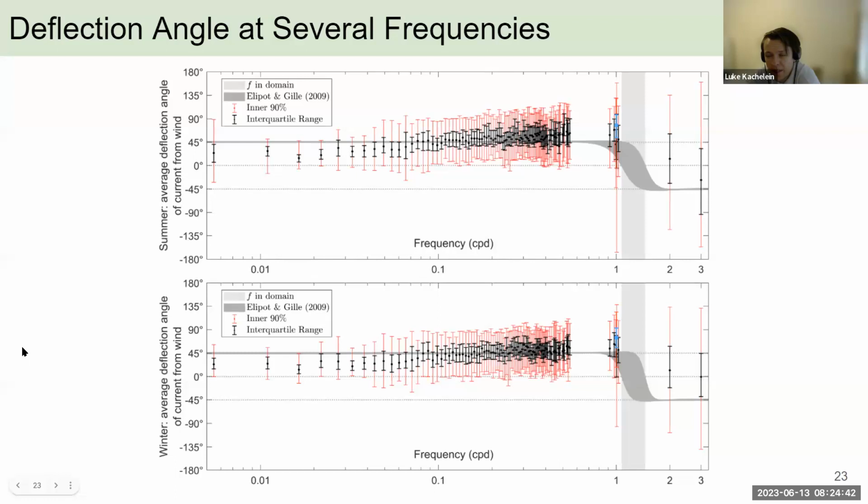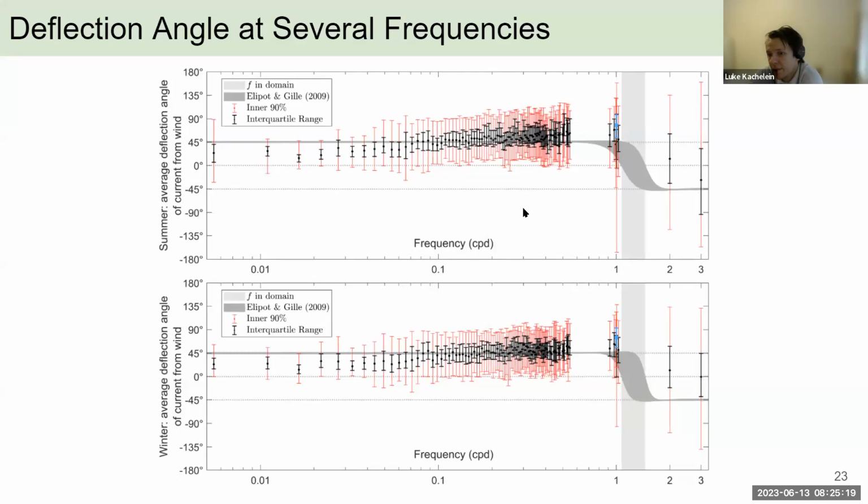Now, if we want to look at this deflection angle averaged over the whole domain at different frequencies than just the diurnal, say lower frequencies that more closely approximate the steady state that Ekman theory describes, then we get this. Again, summer on the top, winter on the bottom. This is, as a function of frequency, the average deflection angle of current from the wind across the domain that I've been showing this whole time. Red is the inner 90% of that range, and black is the interquartile range, the inner 50%.